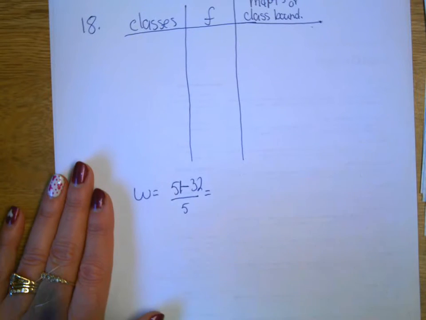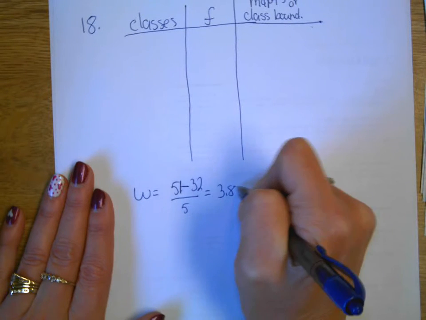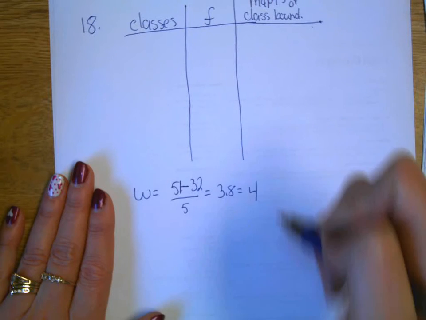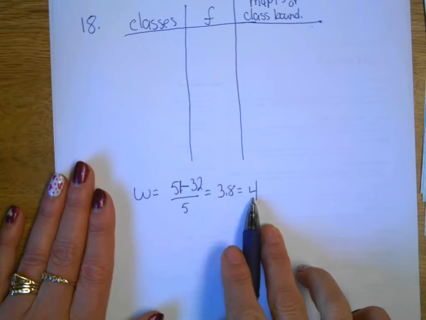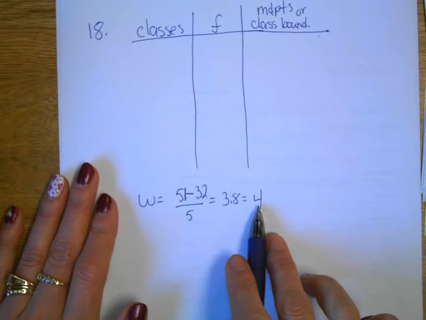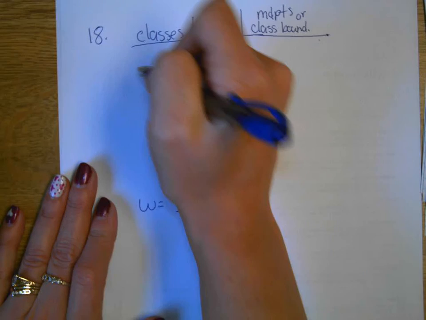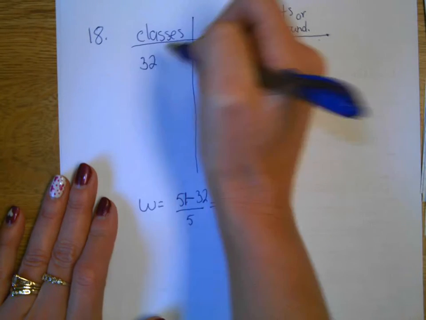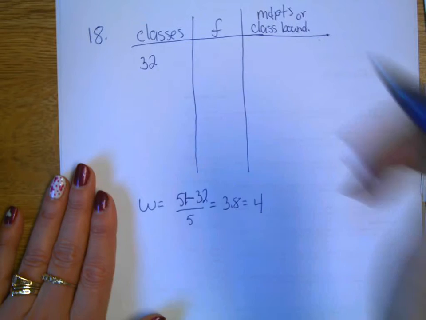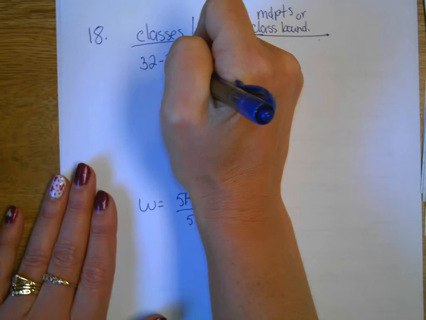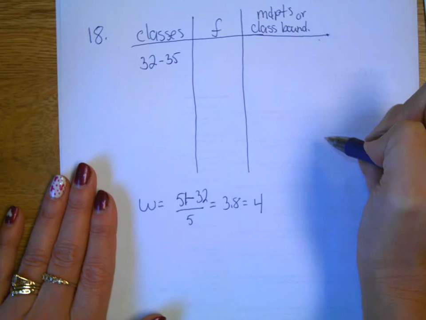19 divided by 5 is 3.8. So what's our class width? 4. We always round up. Even if that came out 3.1, we always round up here. It's the only time we always round up. So, the first class, what was our smallest number? 32. And I want 4 values here. Where am I going to stop? 32, 33, 34, 35. It looks like 3, but that's because you're not including the 32.